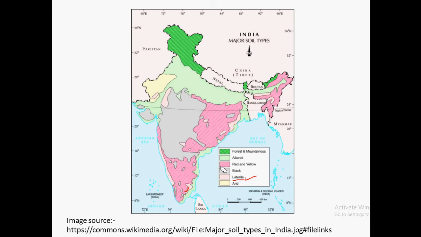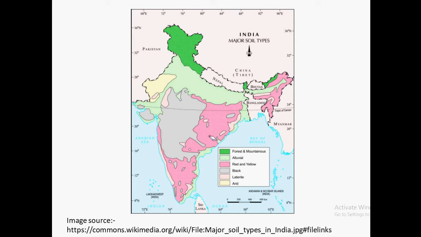Next is arid soils. Arid and desert soils, as the name says, are arid and desert soils. They are found in regions where very little rainfall is received. So in parts of Rajasthan, Gujarat, or Rann of Kutch in Gujarat, we can find arid and desert soils.